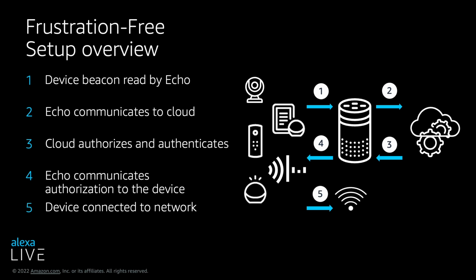Second, the provisioner makes a connection with an Amazon cloud service. Third, the Amazon service validates the device association with the customer's Amazon account, relaying authentication information back to the provisioner. Fourth, the provisioner authorizes the provisionee. Lastly, this action will help the device connect to the network automatically and become ready to use within seconds.